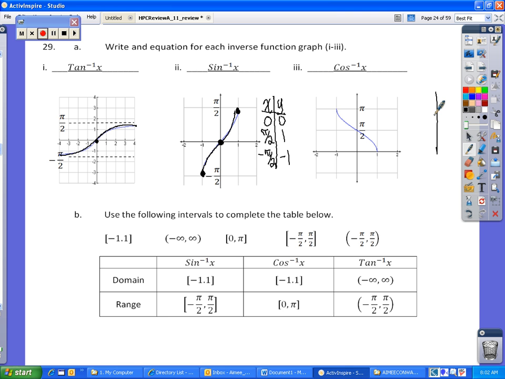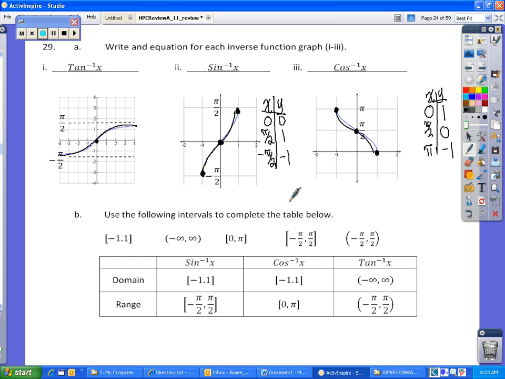For cosine, in my original cosine function, if you remember, your domain is restricted between 0 and pi. So 0, pi over 2, and pi were your 3 points. Well, in your original function, at 0, the y value is 1. At pi over 2, it was 0, and at pi, it was negative 1. So therefore, if I flip 0, 1, I get 1, 0. And if I flip pi over 2, 0, I get 0, pi over 2. And if I flip pi, negative 1, I get negative 1, pi. So those are my 3 values, and then again, I draw the shape of the graph.